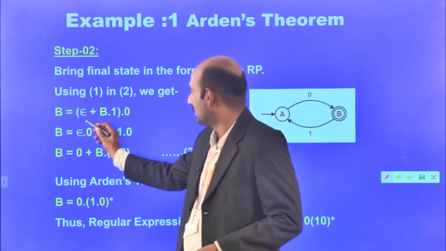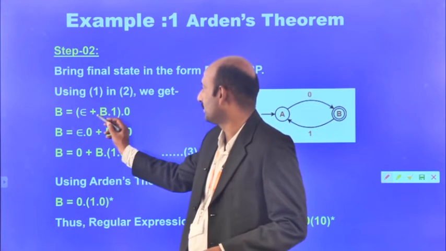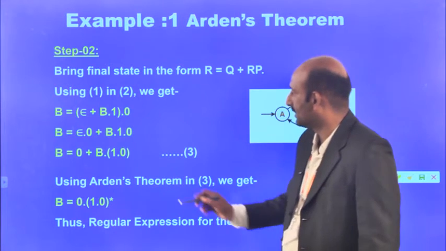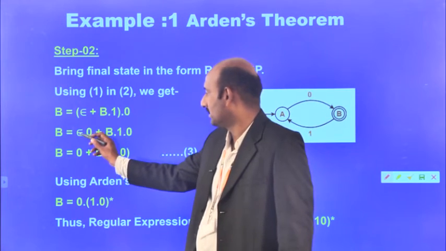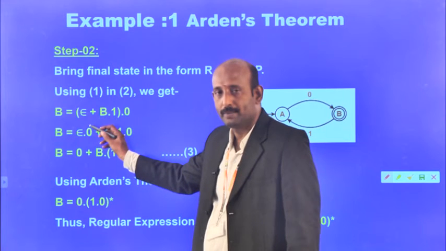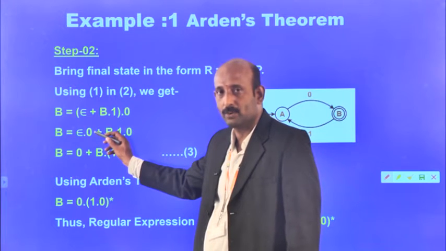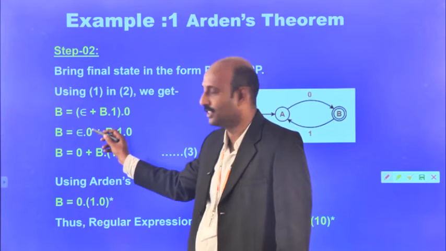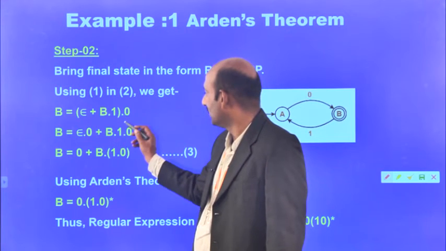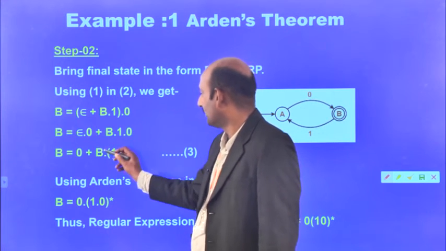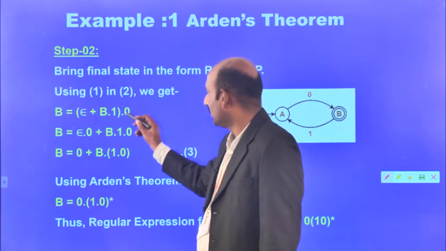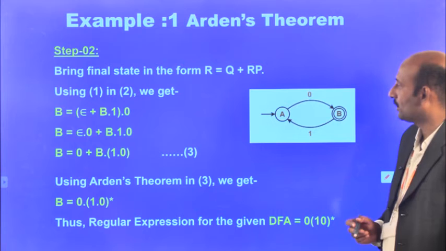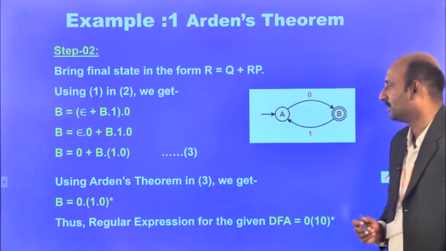So you can substitute this A: epsilon plus B dot 1 dot A. If you go for any product or concatenation operations over empty strings, you will get only the 0. So we get epsilon, 0, and B dot 1, then plus B dot 1 dot 0. So this is equation 3. We can name these equations 1, 2, likewise.